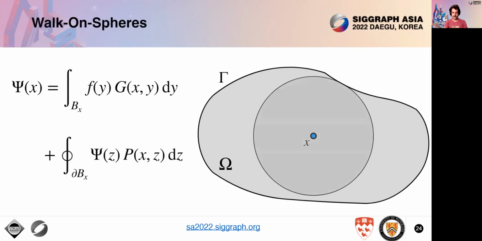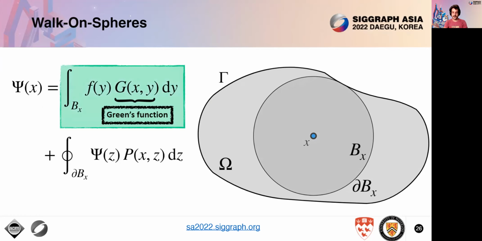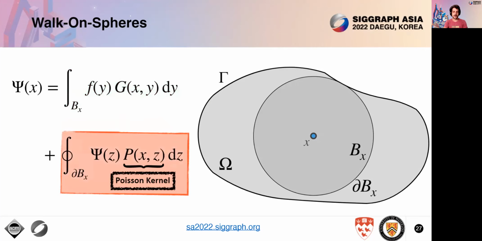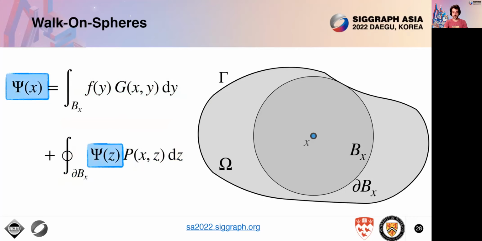Let's go back to the Walk on Spheres algorithm. One way to derive it is to use the following identity. First, consider a point of interest and a ball surrounding it that fits inside of the domain. The first term is a volume integral over this ball. Its role is to account for the source function contribution of the Poisson equation by convolving it against the harmonic Green's function. The second term is a contour integral over the ball boundary. It is there to capture the flux of the solution. Here, the convolution uses the harmonic Poisson kernel, which is the normal derivative of the harmonic Green's function at the boundary. From this second integral, we get a recursive relation.